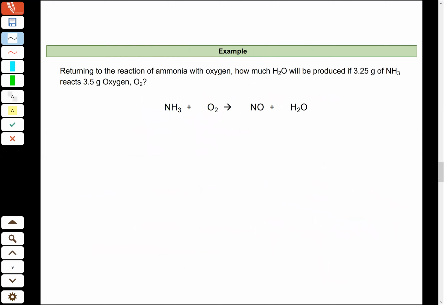Let's walk through another one now. Here is my example.